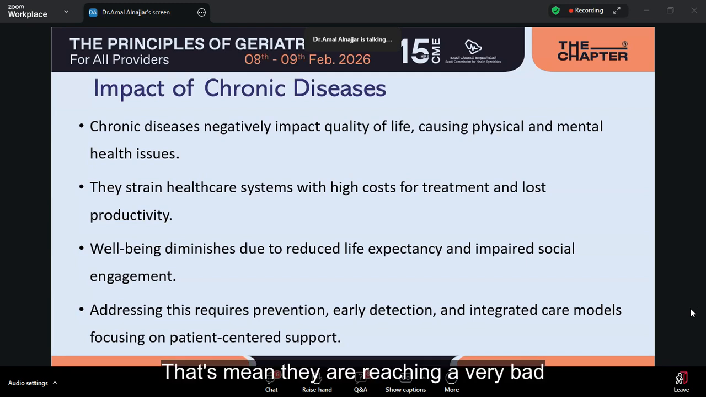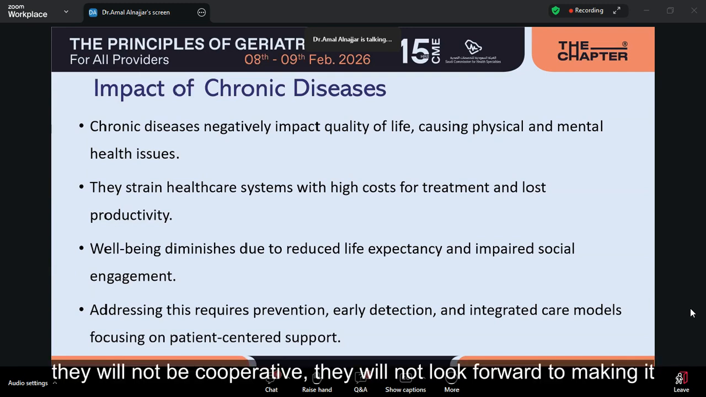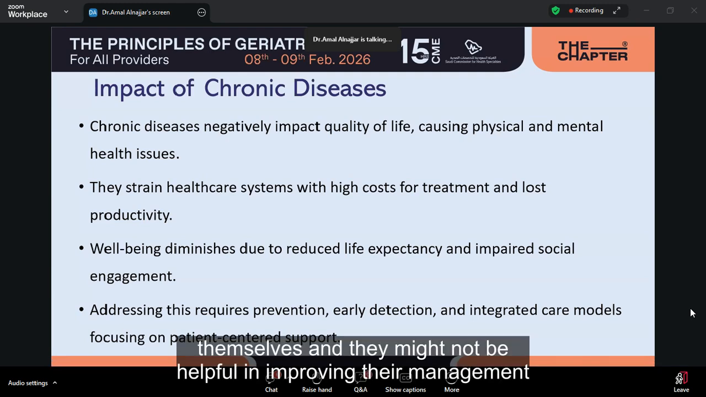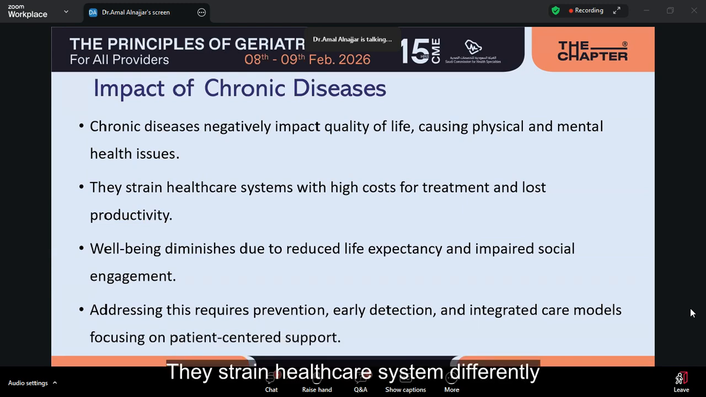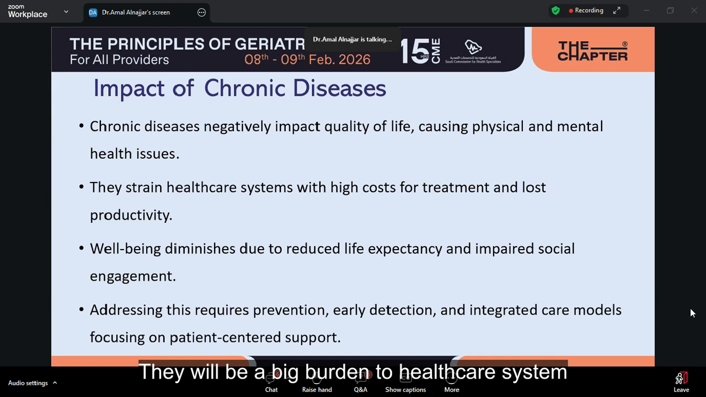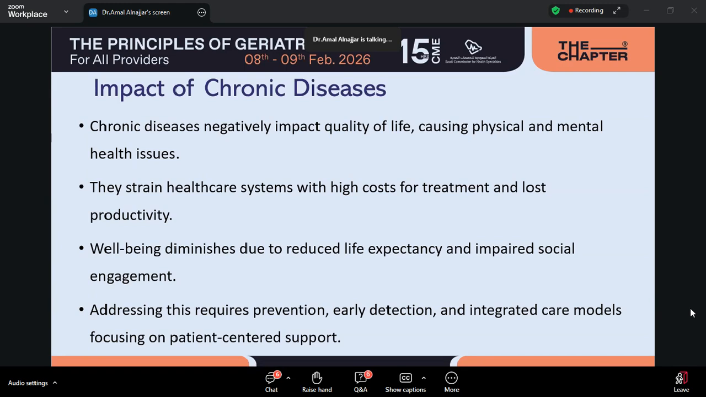That means they are reaching a very bad state of depression, and this is what we don't want our geriatric people to reach, because if they reach a depression state, they will not be cooperative, they will not look forward to motivating themselves, and they might not be helpful in improving their management. They strain the healthcare system, definitely. They will be a big burden to the healthcare system with high cost for treatment and loss of productivity.